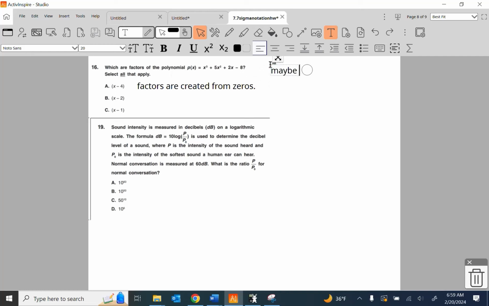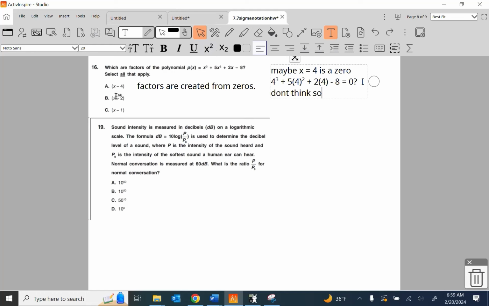Maybe x equals 4 is a 0. So it's x minus 4. I'm going to plug it in and see what I get. 4 cubed plus 5 times 4 squared, plus 2 times 4 minus 8 equals 0? I don't think so. There's no way that's 0. No way. That's going to be huge.